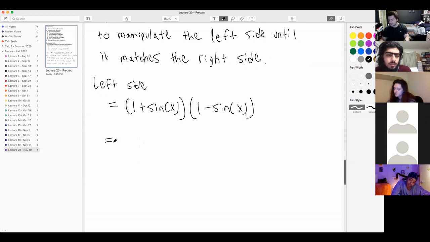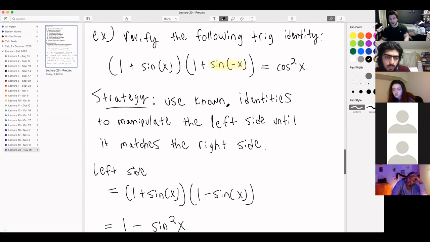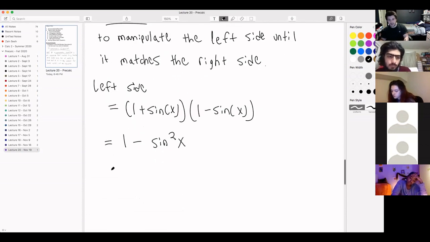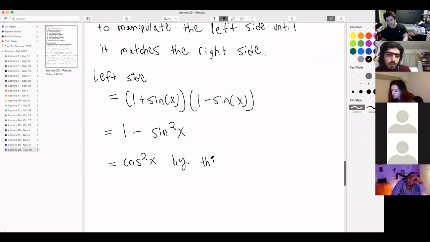Okay, this is actually a difference of two squares in reverse. So if you just multiply this out, you will get that this is equal to 1 minus sine squared x. Okay, so just multiply these expressions. Okay, now what's the goal? We want to show that this is equal to cosine squared of x. Well, this is equal to cosine squared of x by the Pythagorean identity.